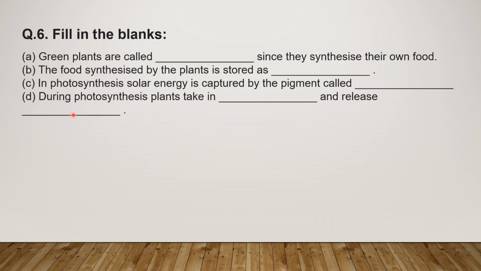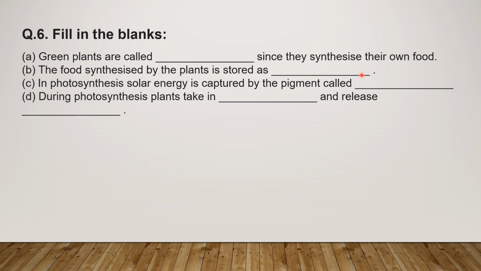Question number 6. Fill in the blanks. First question. Green plants are called dash since they synthesize their own food. So green plants are called what? Autotrophs, because they prepare their own food. So green plants are called autotrophs since they synthesize their own food. Next question. The food synthesized by the plants is stored as dash. The food synthesized by the plants is stored as starch.